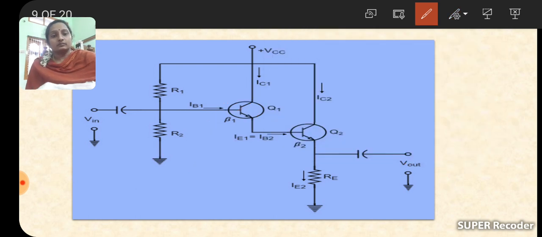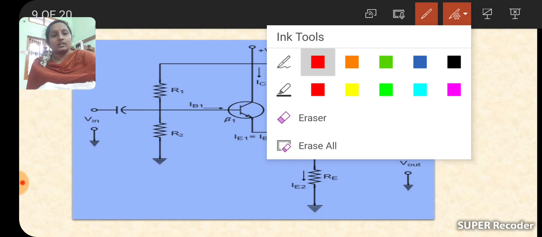Is it clear? Finally, the gain of the Darlington pair is defined as the product of the gains of the individual stages. So beta is equal to beta 1 into beta 2. This is about the Darlington pair circuit.